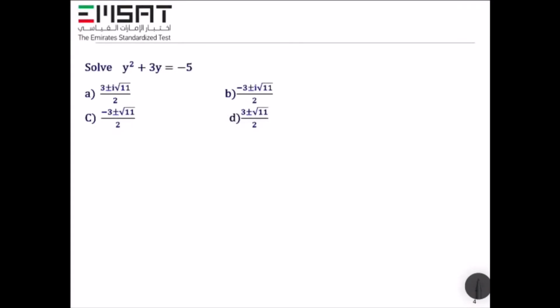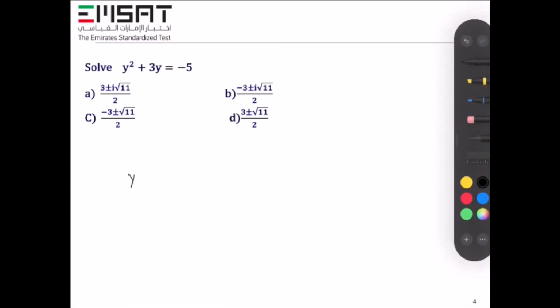Solve y squared plus 3y equals negative 5. I will solve this quadratic equation on the calculator. But first, move the constant to the left and change its sign. We have y squared plus 3y, moving negative 5, the constant number, to the left side, which will be plus 5 equals 0. And then determine which is A, B, and C.